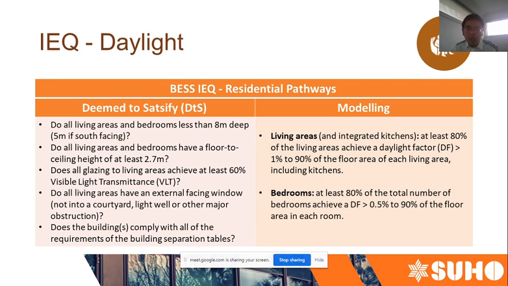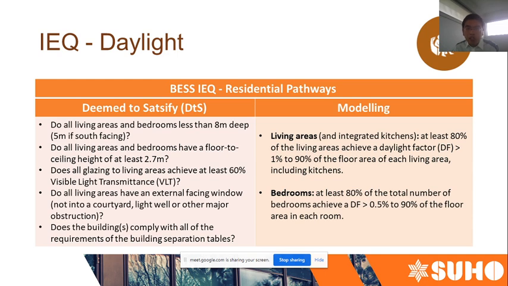of the daylight. So first, are all the living areas and bedroom areas less than 8 meters deep, or 5 meters if facing south? Do they have a floor to ceiling height of at least 2.7 meters? Does all the glazing have a VLT value of at least 60%? And all the living areas should have an external facing window. The last but also most important thing is, these buildings need to comply with the requirements of the building separation tables, which I will come back to later.